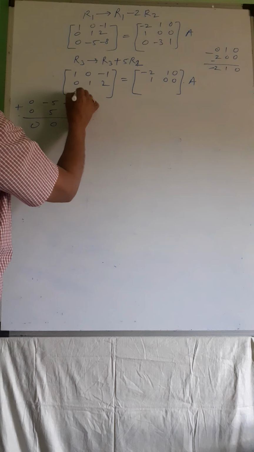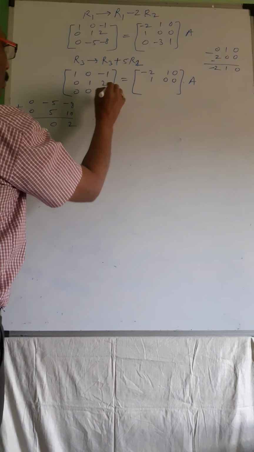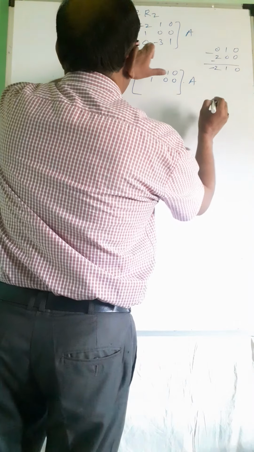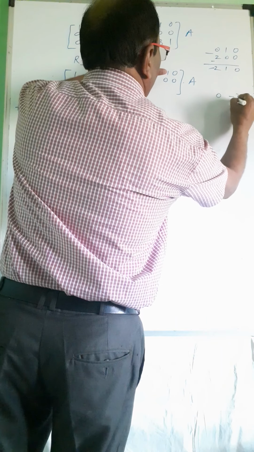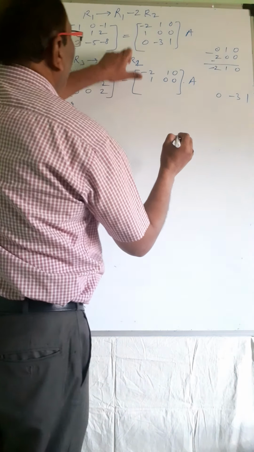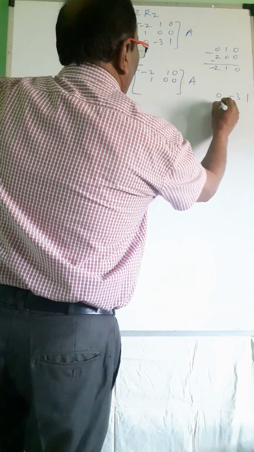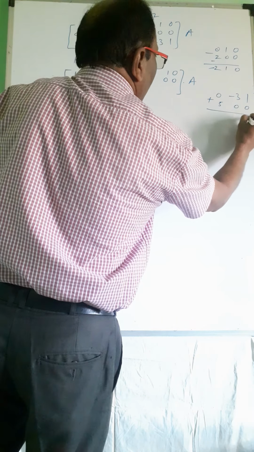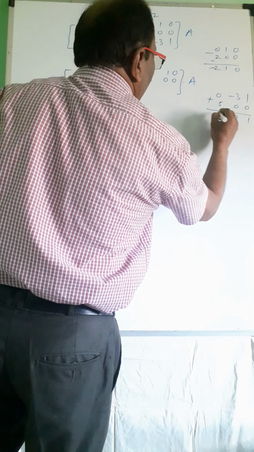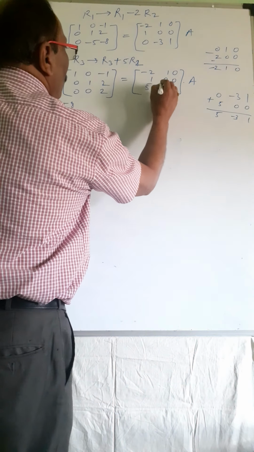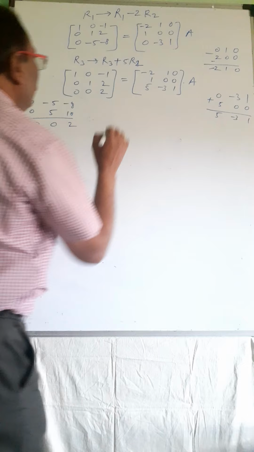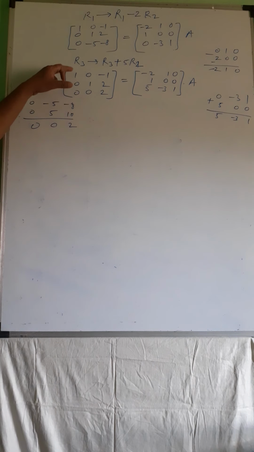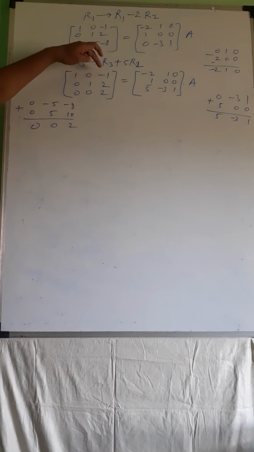Third row will be 0, 0, 2. Here R3 is 0, minus 3, 1. 5 times R2 means 5, 0, 0. We get after addition 1, minus 3 and 5. Minus 3, 1. Here first column is 1, 0, 0. Second column is 0, 1, 0. Third column what we want? 0, 0, 1.